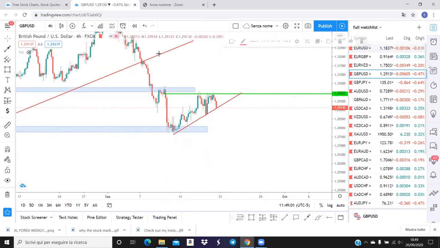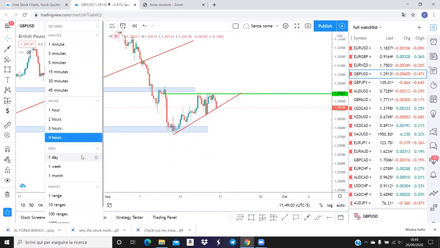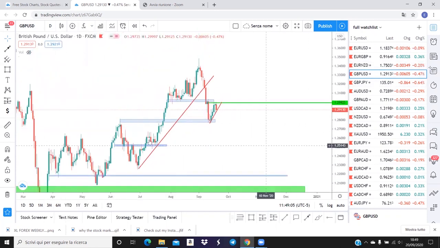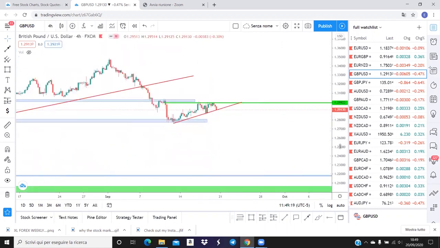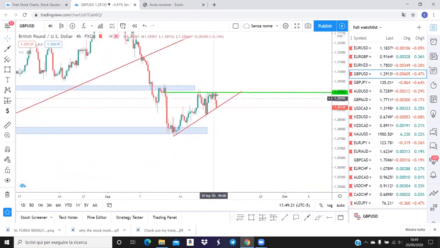On the daily chart, you can see that we were on this uptrend. We actually broke below it, and then we created this other uptrend, which I believe is just some consolidation between a continuation. So I believe that this is just a continuation pattern and we will see a continuation to the downside very soon.